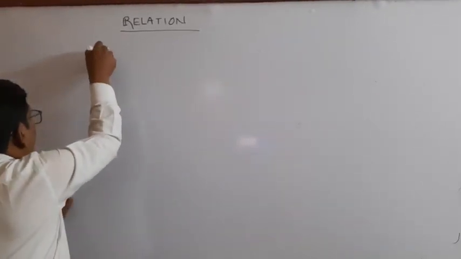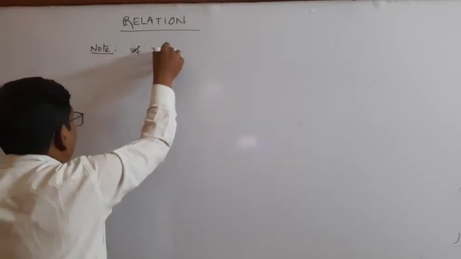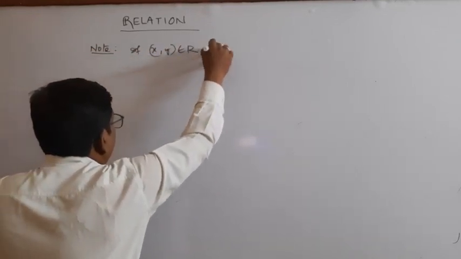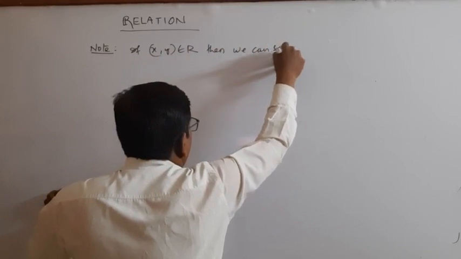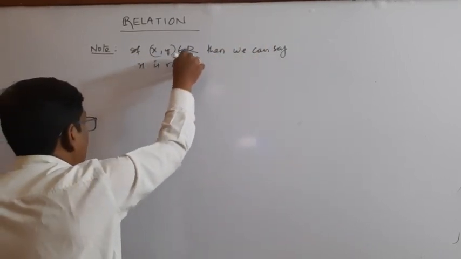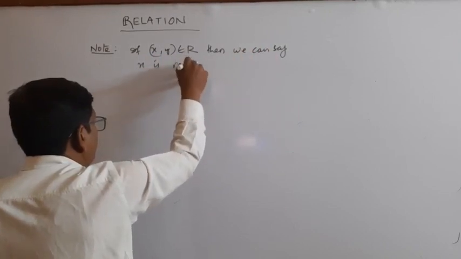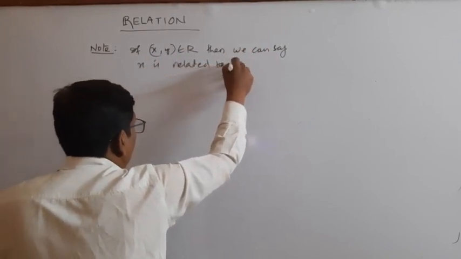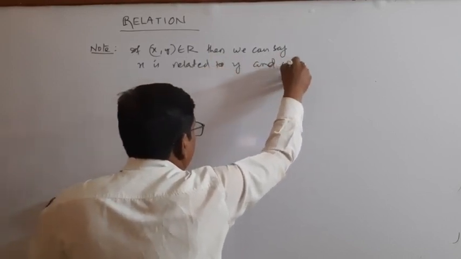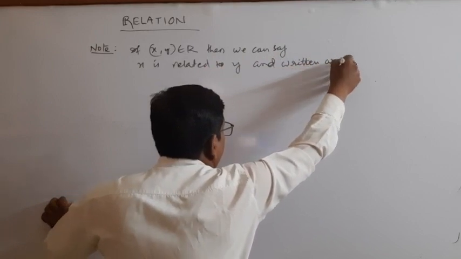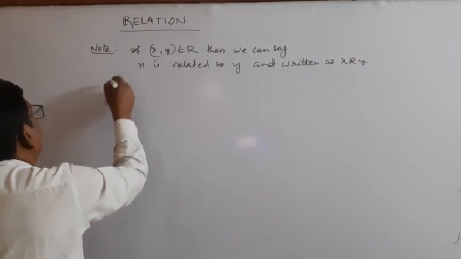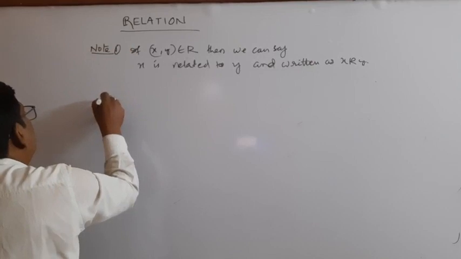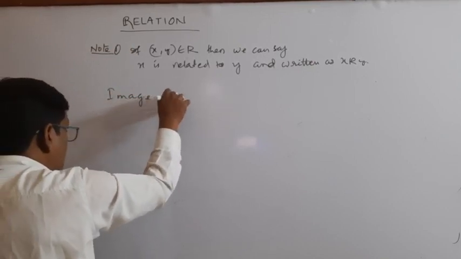Now note, if (x, y) belongs to R, then we can say x is related to y and written as x R y. Okay, now image and pre-image.